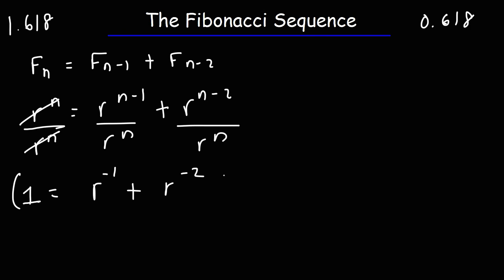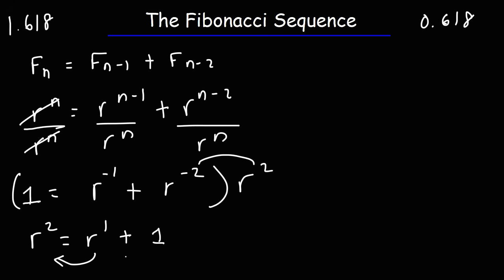Now the next thing we're going to do is multiply everything by r squared. So r squared times 1 is just r squared. r squared times r to the negative 1, we need to add the exponents. Negative 1 plus 2 is 1. And then negative 2 plus 2 is 0. Anything raised to the 0 power is just 1.